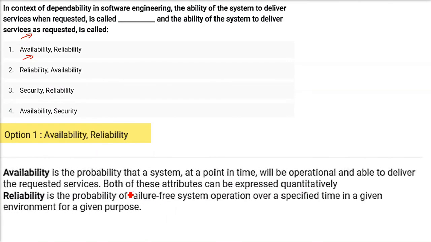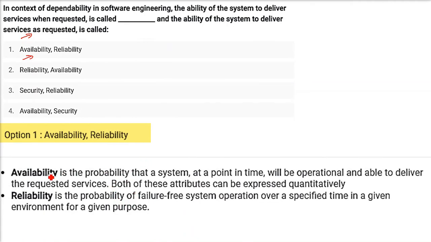So availability is the probability that a system at a point in time will be operational and able to deliver the requested services. And reliability is the probability of failure-free or error-free system operation over a specified time in a given environment for a given purpose.